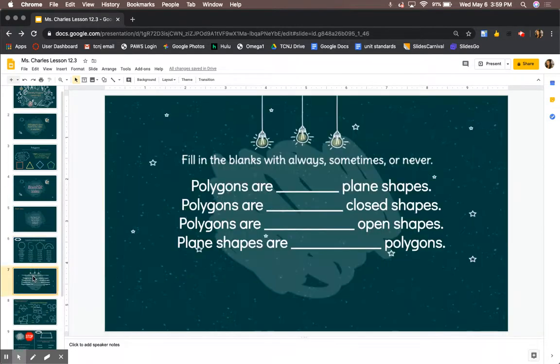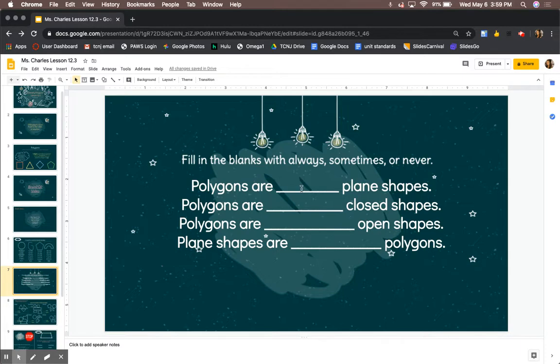On this next slide, it says fill in the blanks with always, sometimes, or never. Here are 4 different sentences that are going to be answered using one of those words. The first sentence: polygons are blank plane shapes.